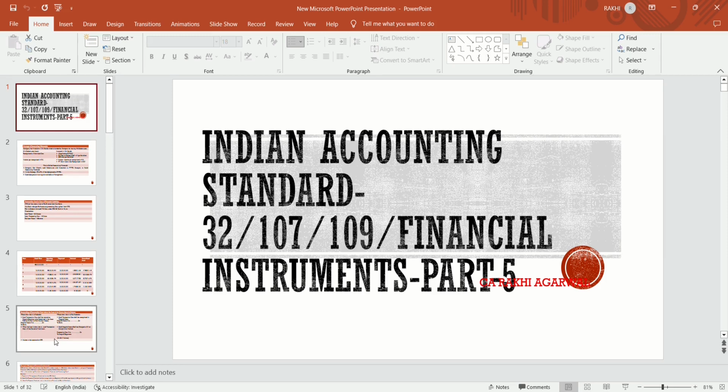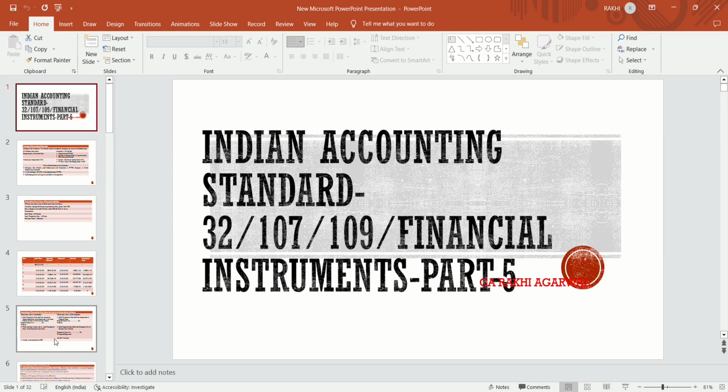Then we had discussed about option. Then we had discussed about the difference between future and forward. Then we had discussed about the classification of financial asset, financial liability, and its measurement principles. How to measure financial asset, how to measure financial liability, how to measure equity. Then we had discussed about the remeasurements, reclassification of financial asset and financial liability.